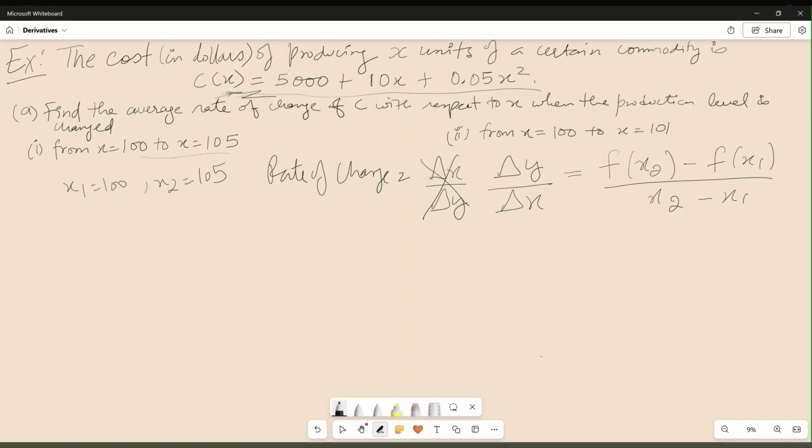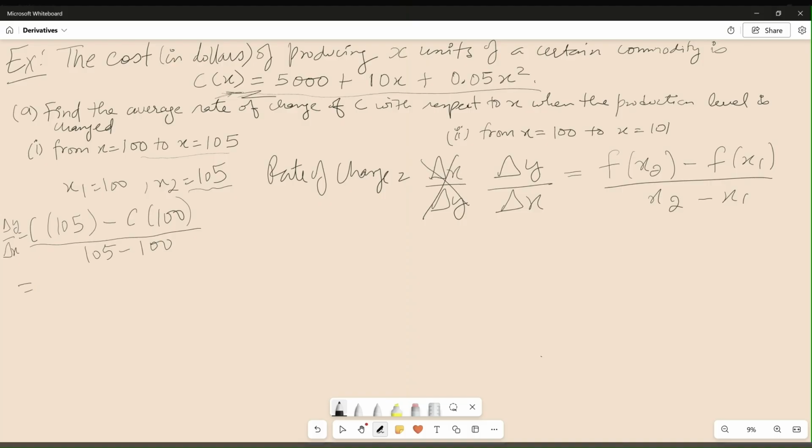Okay, continuing with this problem here now. Let's just plug in the values real quick. So f of x2, which is 105, is what? You can also write it physically if you want: C of 105 minus C of 100, divided by 105 minus 100.